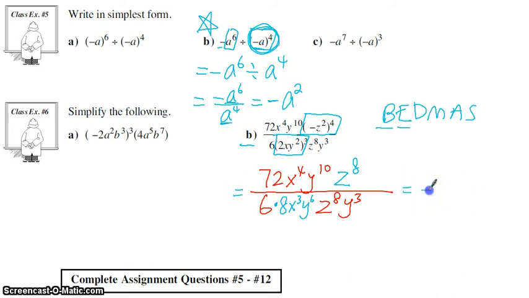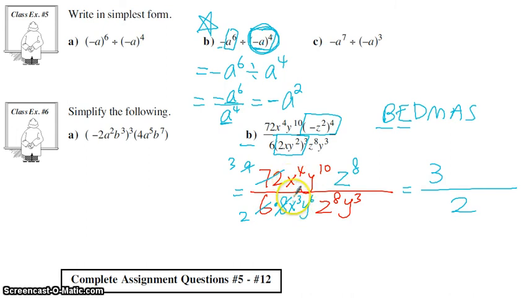Now let's continue our simplification. So let's work with the numbers. 72 divided by 8 is 9. So this term is gone. With 9 and 6, there's a common factor. You can divide by 3. Divide by 3. Divide by 3. So the numbers become just 3 and 2.